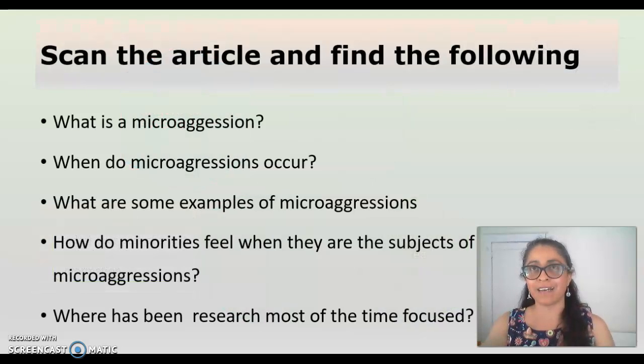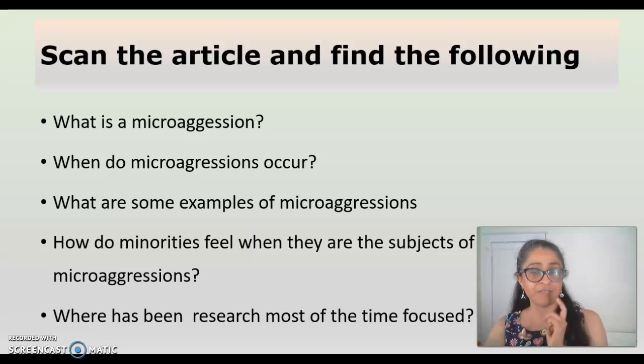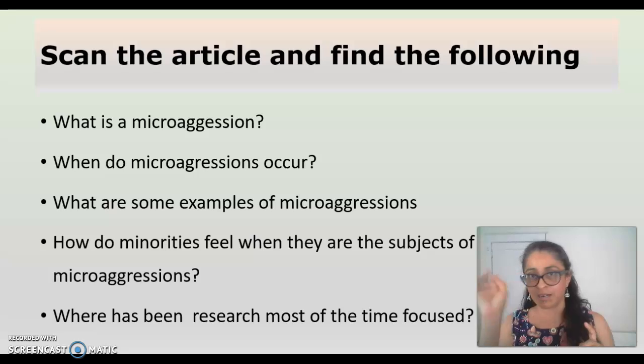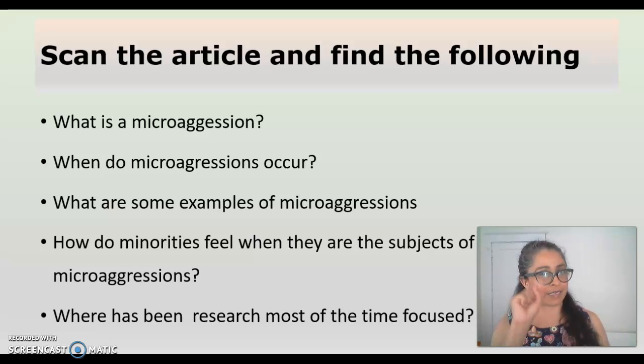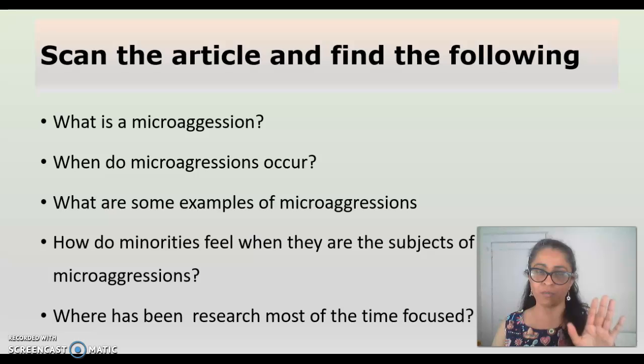Again, in the article, you're now looking for specific information. And look, now I want you to pay attention to what a microaggression is. So go and look for the definition of microaggression. This is very specific information, so you go with your eyes and just try to sweep your eyes around the text. I also want you to search: when does a microaggression occur? What are some examples of microaggressions? I forgot to write a question mark there. How do minorities feel when they are subject to microaggressions? And where has research most of the time been focused? So to do this part, you will find the information in the introduction. Don't go farther, okay? It's just in the introduction. This article has a lot of parts, but right now just focus on the introduction.